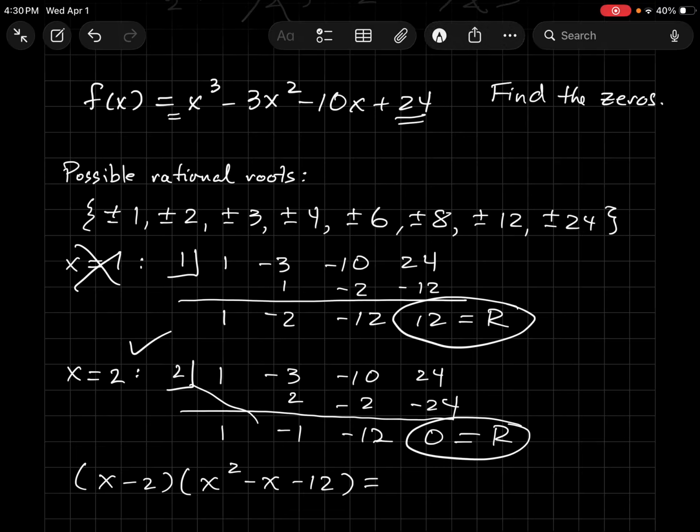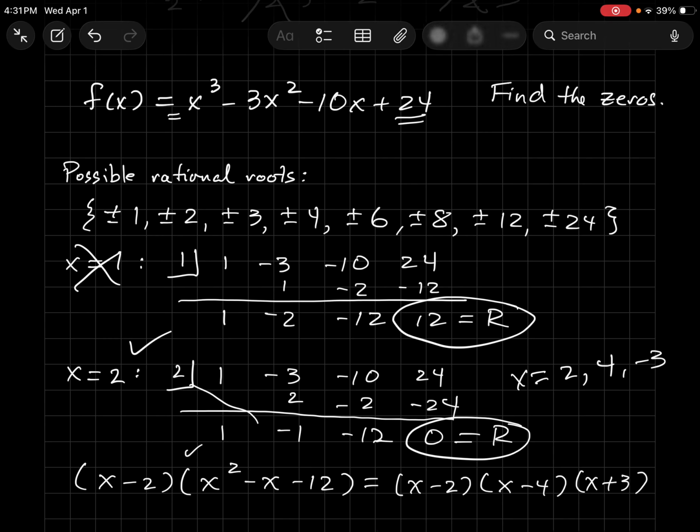What we really like to do is get whatever polynomial we have down to a quadratic so that we can either factor it or use quadratic formula. And let's see if this one will factor. It looks like it will. Which means I don't need to check anymore. I have all of my solutions. X equals 2, 4, and negative 3.